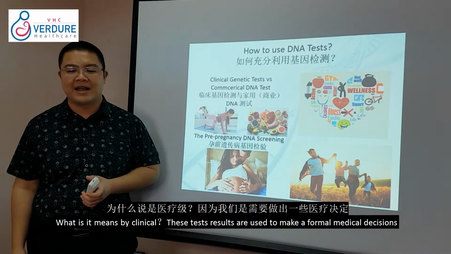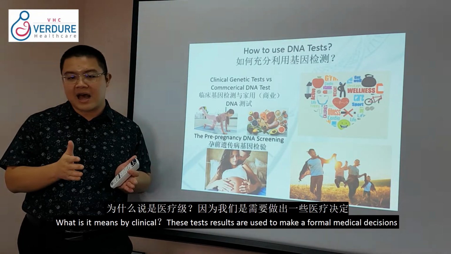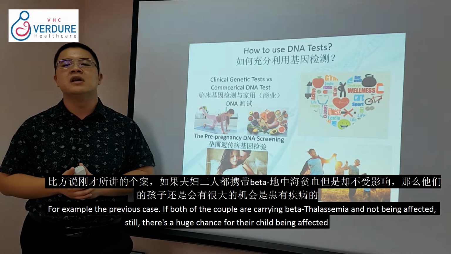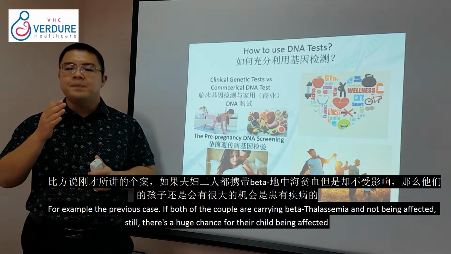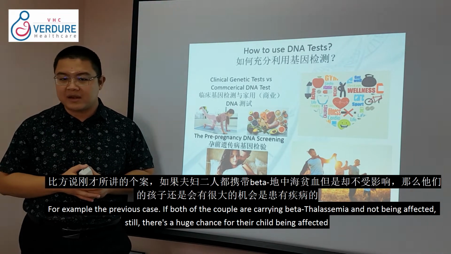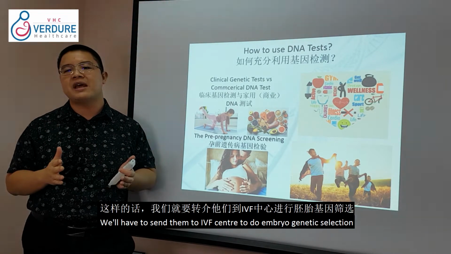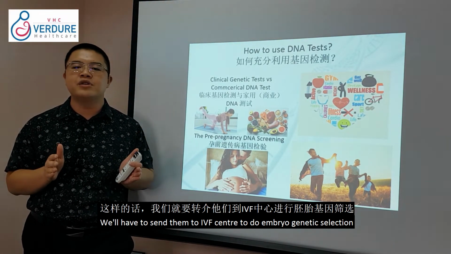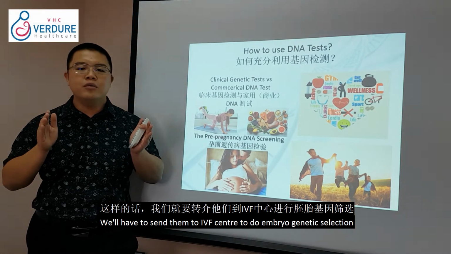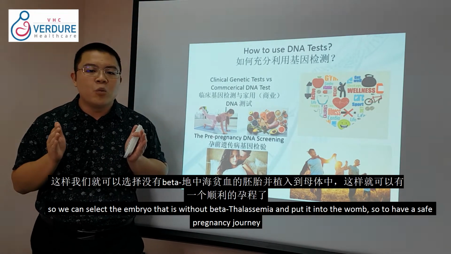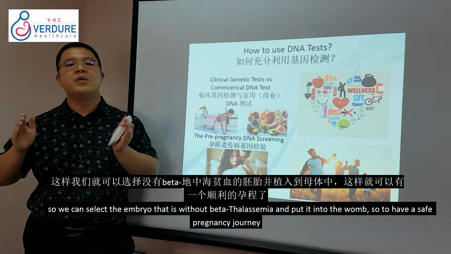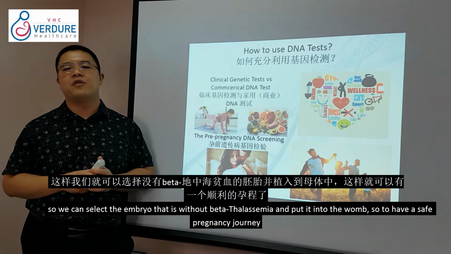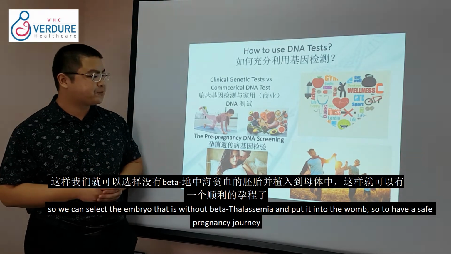For example, just now in that case, beta thalassemia. If the male partner and the female partner are carrying that disease, not being affected, but there's still a huge chance of the child being affected, we have to send them off to an IVF center to do something called embryo genetic selection. Only when we select the embryo without beta thalassemia can we then put this embryo back into the womb for a safe pregnancy journey.